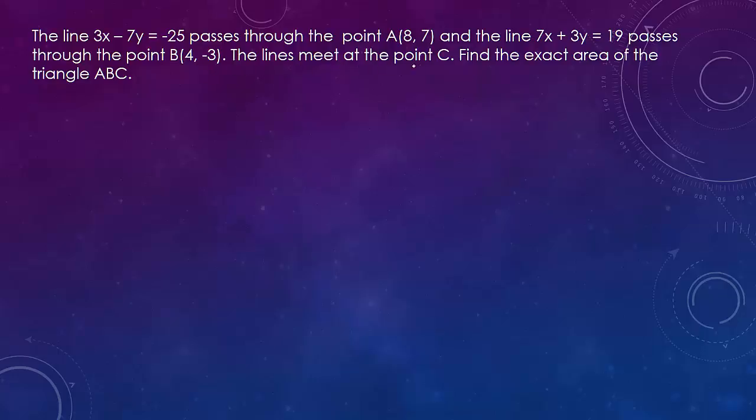The lines meet at the point C. Find the exact area of the triangle ABC. So I would like to draw a sketch of this. So if I put A here at 8, 7, and B is at 4, negative 3, so we'll put that down here somewhere.